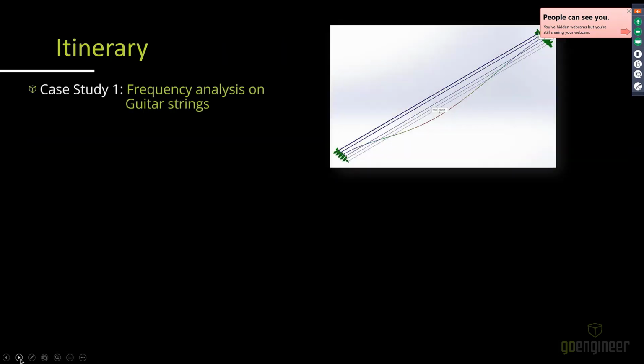And for a better view of our itinerary, I start with guitar strings because waves on a string behave very nicely with input frequencies. It's a great way to show how a model is excited with a lot of different frequencies and how we can sweep for normal modes.